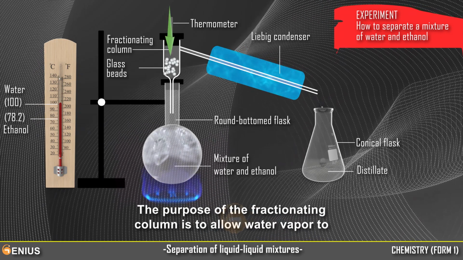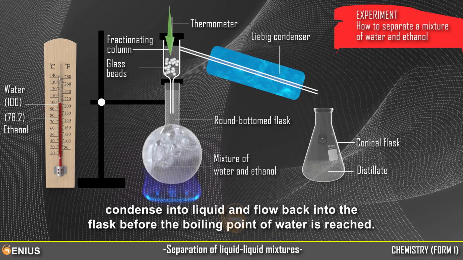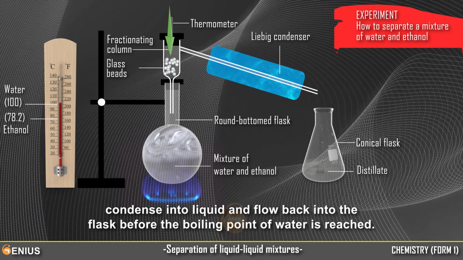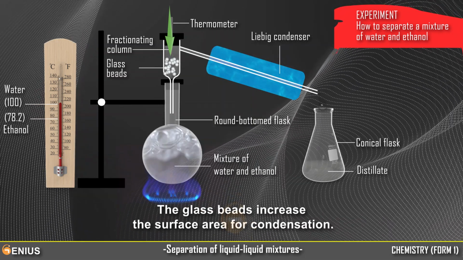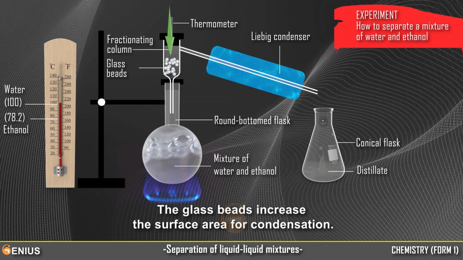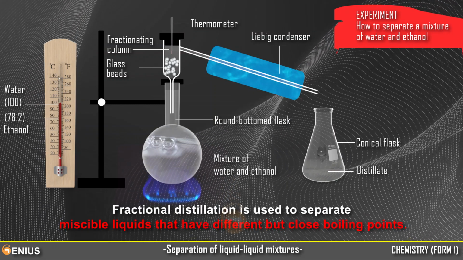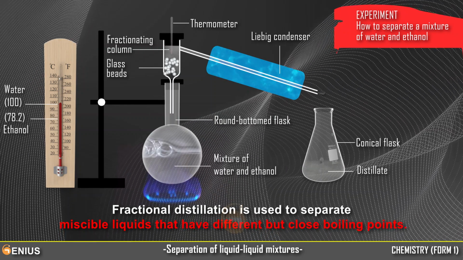The purpose of the fractionating column is to allow water vapor to condense into liquid and flow back into the flask before the boiling point of water is reached. The glass beads increase the surface area for condensation. Fractional distillation is used to separate miscible liquids that have different but close boiling points.